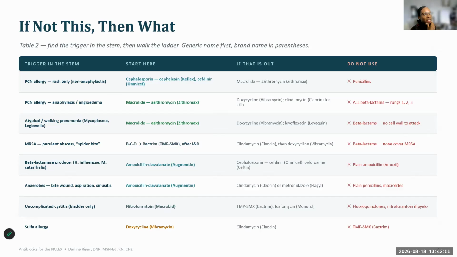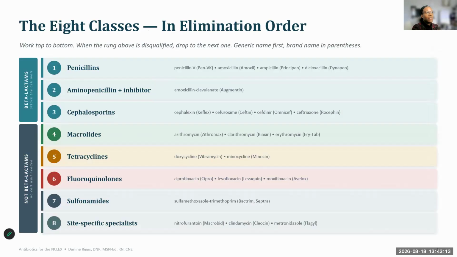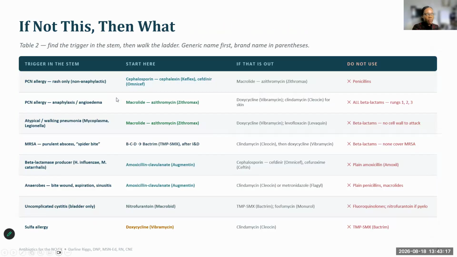Now, if it's a penicillin allergy that is definitely anaphylaxis, right? Or angioedema, then we definitely want to stay away from the entire family, the cousins, twice removed, all of that. So go straight to a macrolide, okay? Skip all the penicillins, 1, 2, and 3, skip all of them if it's a true anaphylaxis or angioedema allergy. Okay, so macrolide would be next in the list.